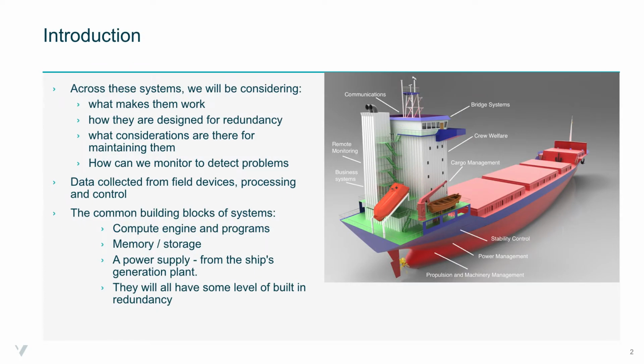So as we consider OT systems on board ship, we will look at what makes them work, how they are designed for redundancy, which is a critical requirement for OT systems. When I say redundant, I'm talking about duplication of certain key functions. For example, a power supply or a storage device. If one power supply fails, the other power supply allows a continuous supply of power so that the OT system continues to deliver its critical function.